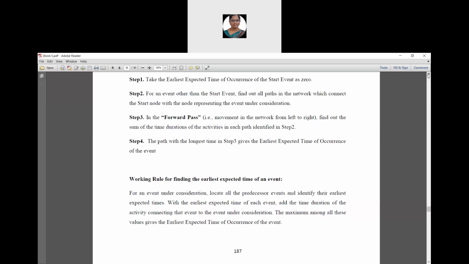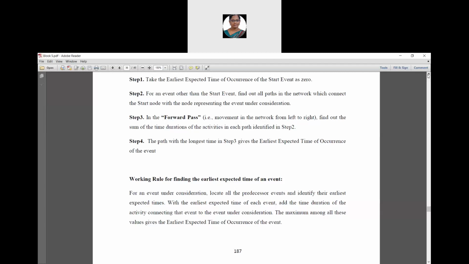And in the forward pass, that is movement in the network from left to right, we have to find out the sum of the time durations of the activities in each path identified in step 2. Suppose we find three paths, we have to sum all the time durations of the activities in each path.